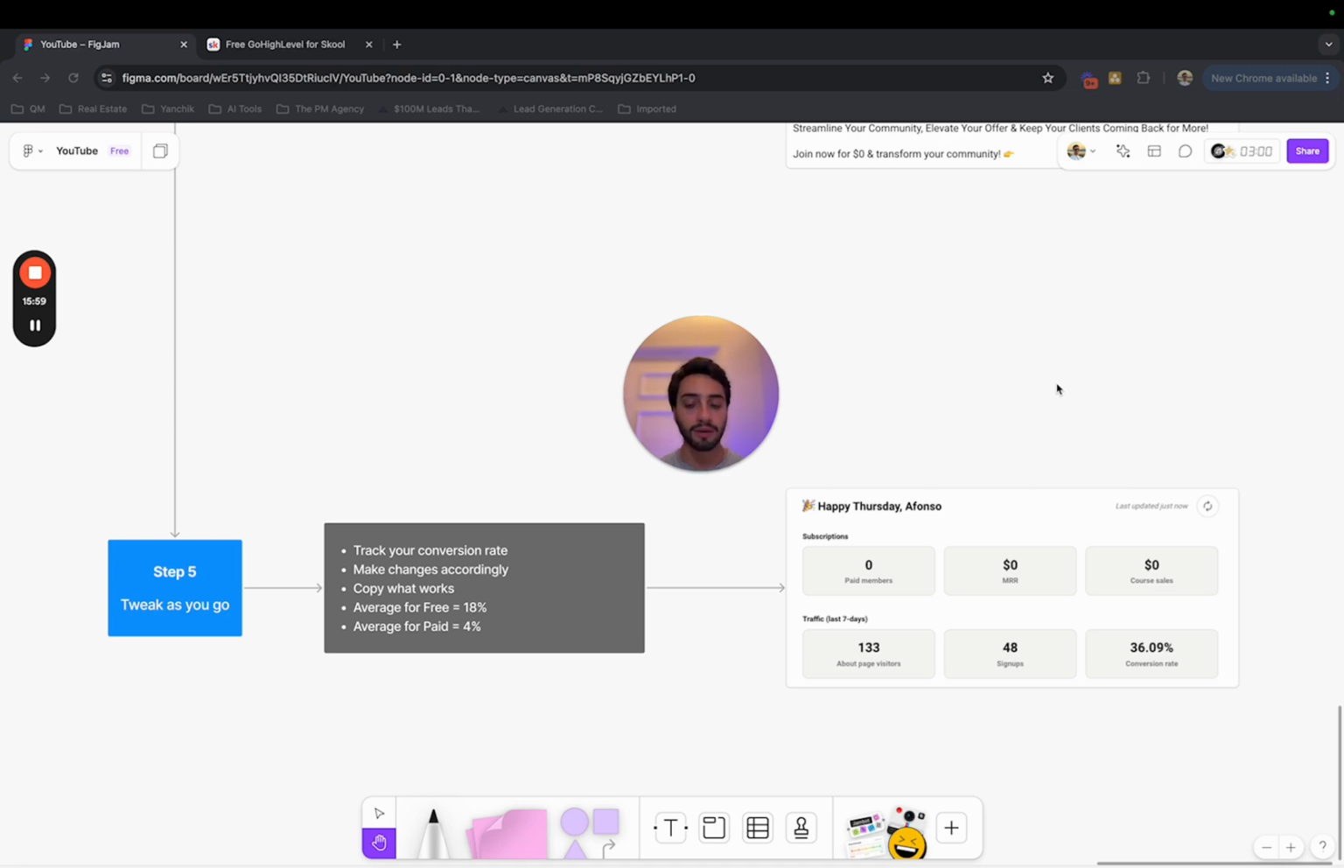As of right now, the average conversion rates for a free community are 18%. Mind you, I'm getting 36%, so make sure to copy what I'm doing. And the average for paid is around 4%, which is the same thing that I'm getting for my paid community.